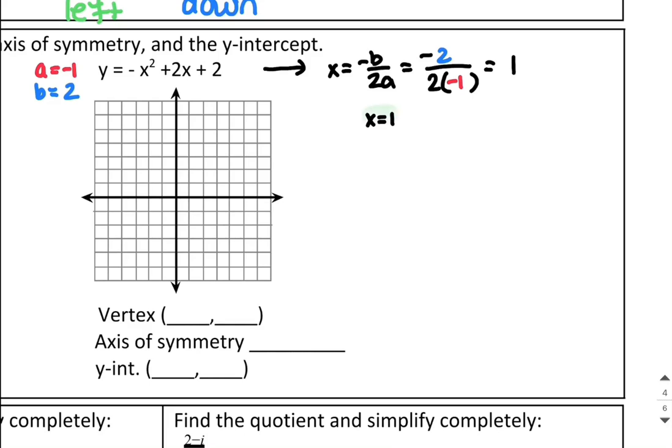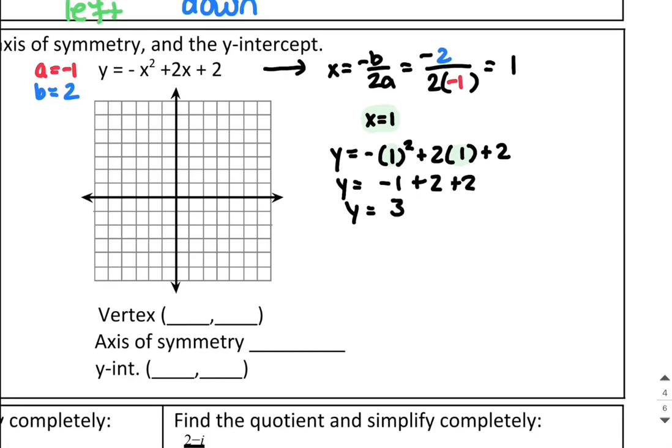And then I just need to find my y value. So I'm going to plug x equals 1 into my equation here to find what my y value in my vertex is. I do y equals -1 squared plus 2 times 1 plus 2. So I just plugged in the 1 wherever I saw an x. And I get y equals -1 plus 2 plus 2, which is 3. So I know my y value in my vertex is 3. And that would make my new vertex, so the vertex is (1, 3). And I'm going to plot that (1, 3) right here.